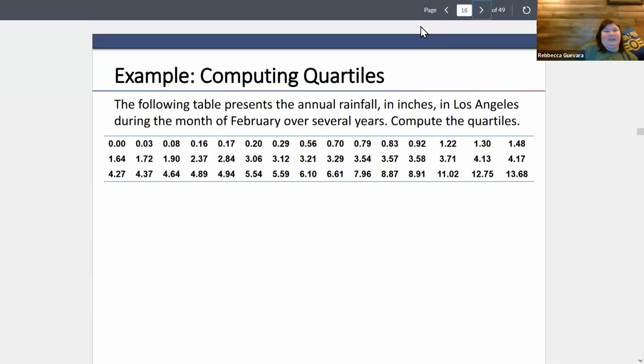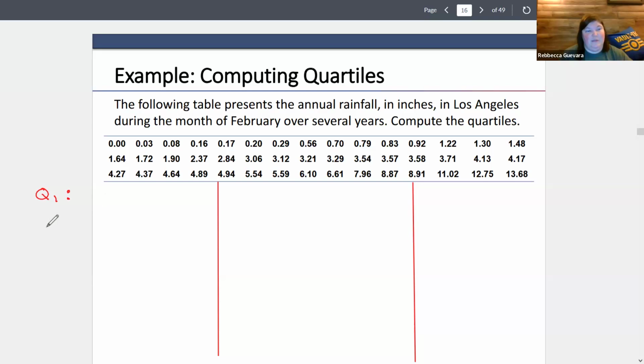Okay, so we're going to do an example of this. The following table represents the annual rainfall in inches in Los Angeles during the month of February over several years, and we want to compute the quartiles. So I'm going to split this into 3 pieces. Quartiles split my data into 4, but I only have 3 different quartiles. So you're going to have your first quartile.